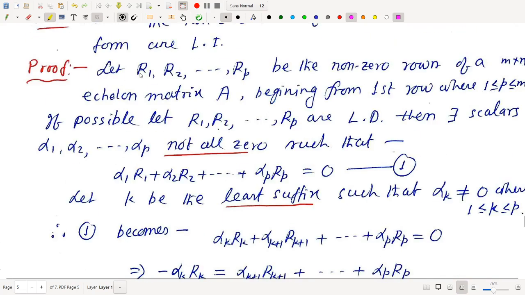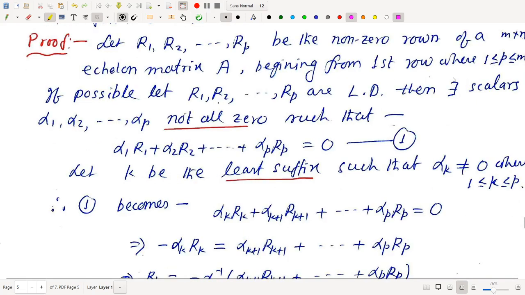So, the proof. Let capital R1, R2, ..., Rp be the p non-zero rows of an m by n echelon matrix capital A, beginning from the first row, where 1 is less than or equal to p, which is less than or equal to m. There are already m rows. Out of them, p rows are linearly independent: first row, second row, pth row. These p rows are the non-zero rows. We have to prove that they are linearly independent.